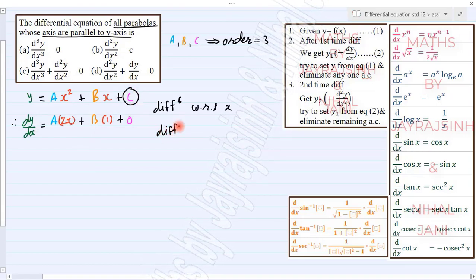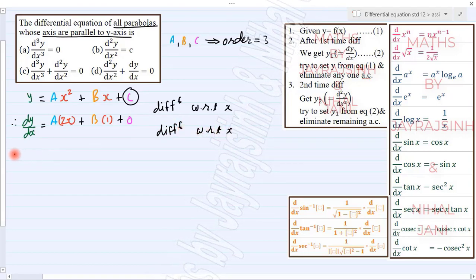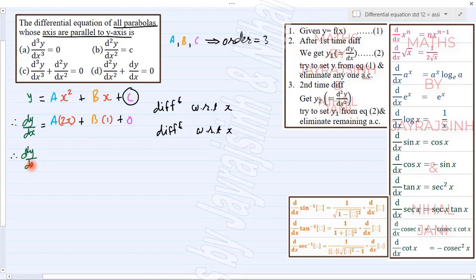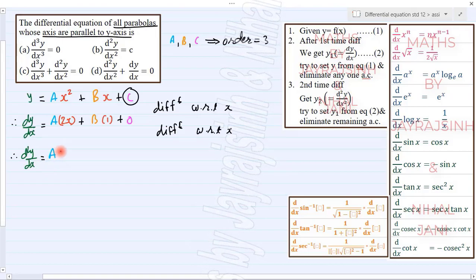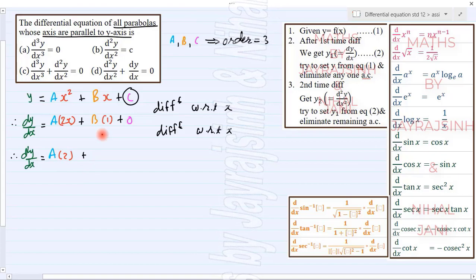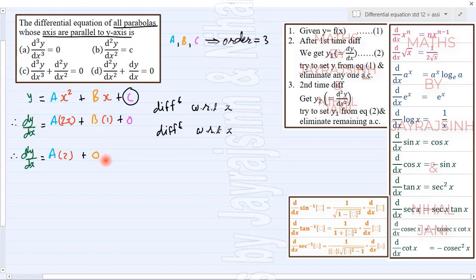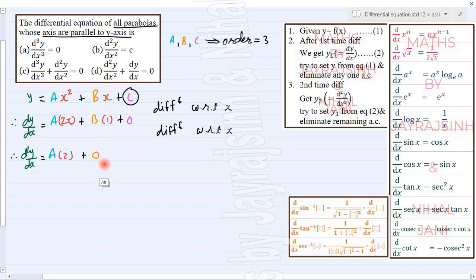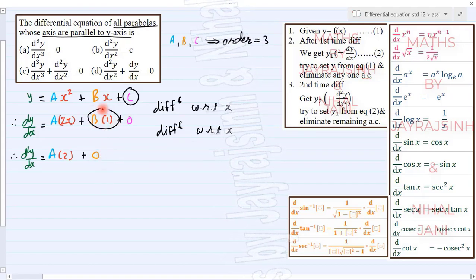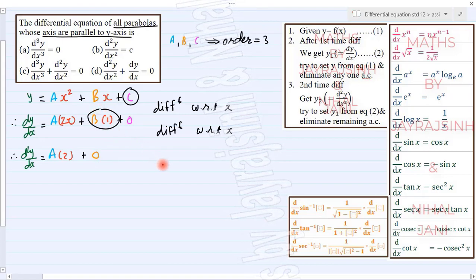So let's differentiate again with respect to x. So we will get d square y by dx square is equal to a as it is, differentiation of 2x will be 2 plus b into 1 will be b, which is purely constant term. So its differentiation will also become 0 and one arbitrary constant is also eliminated.